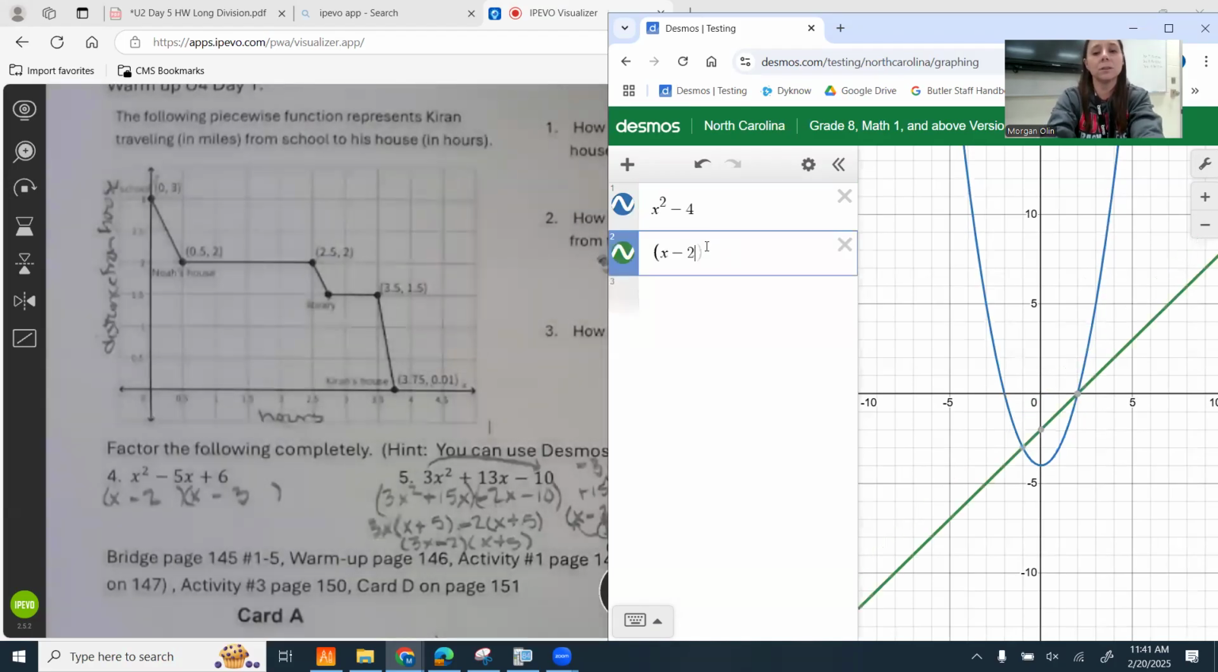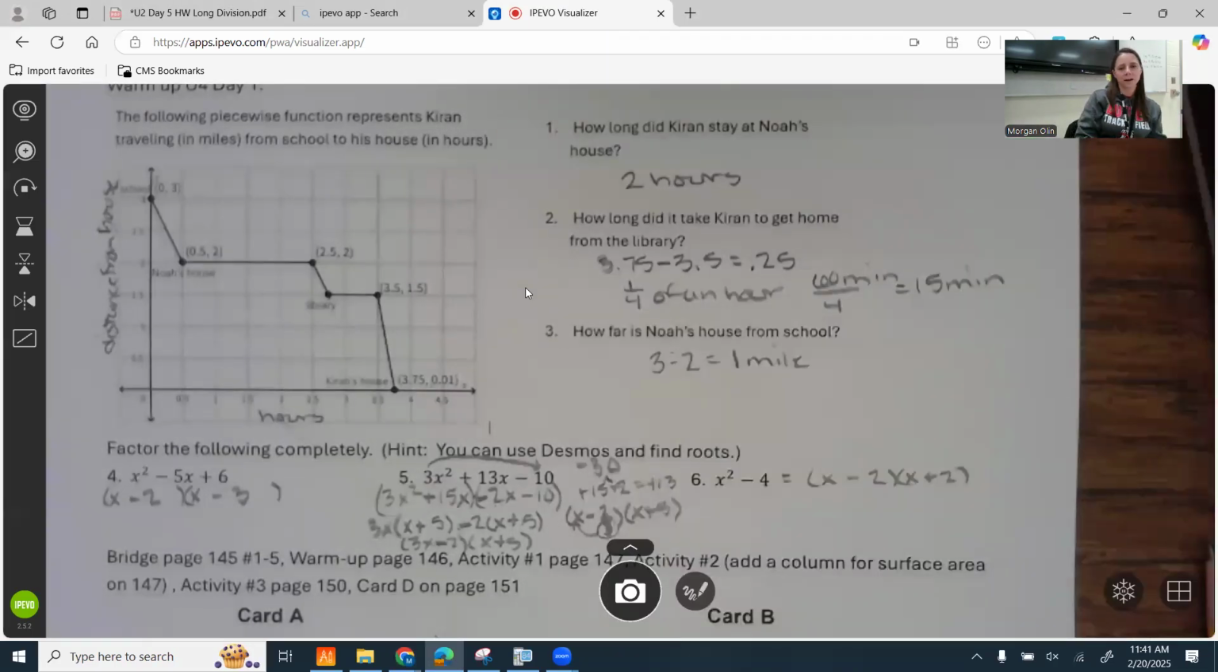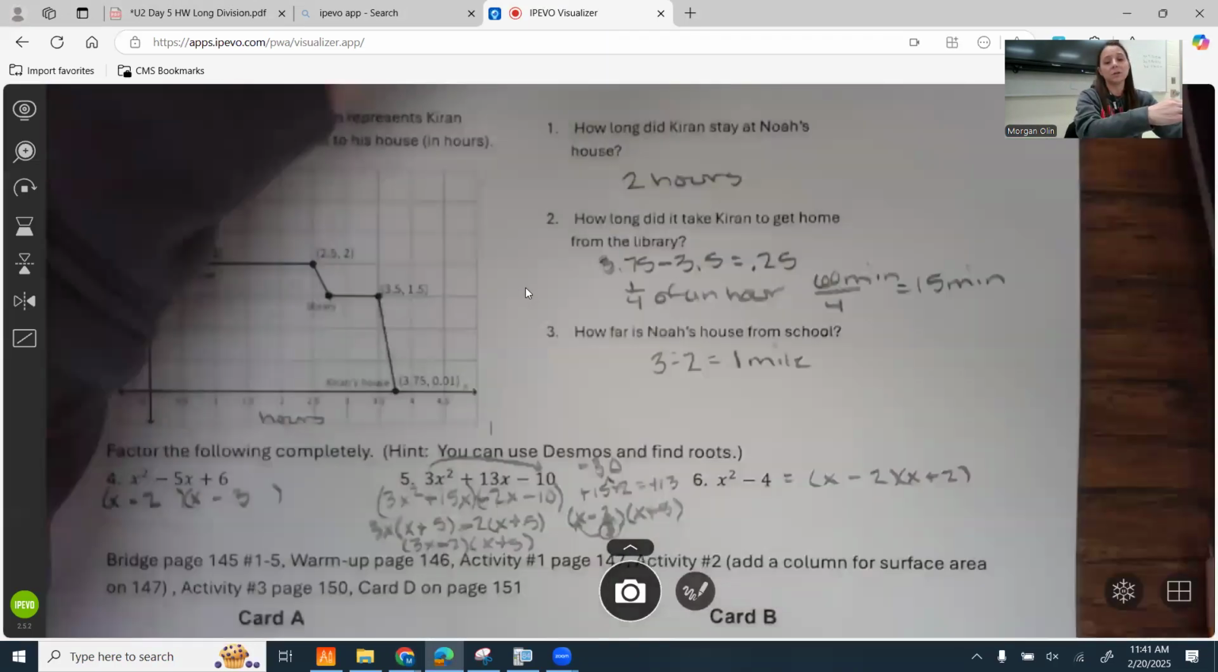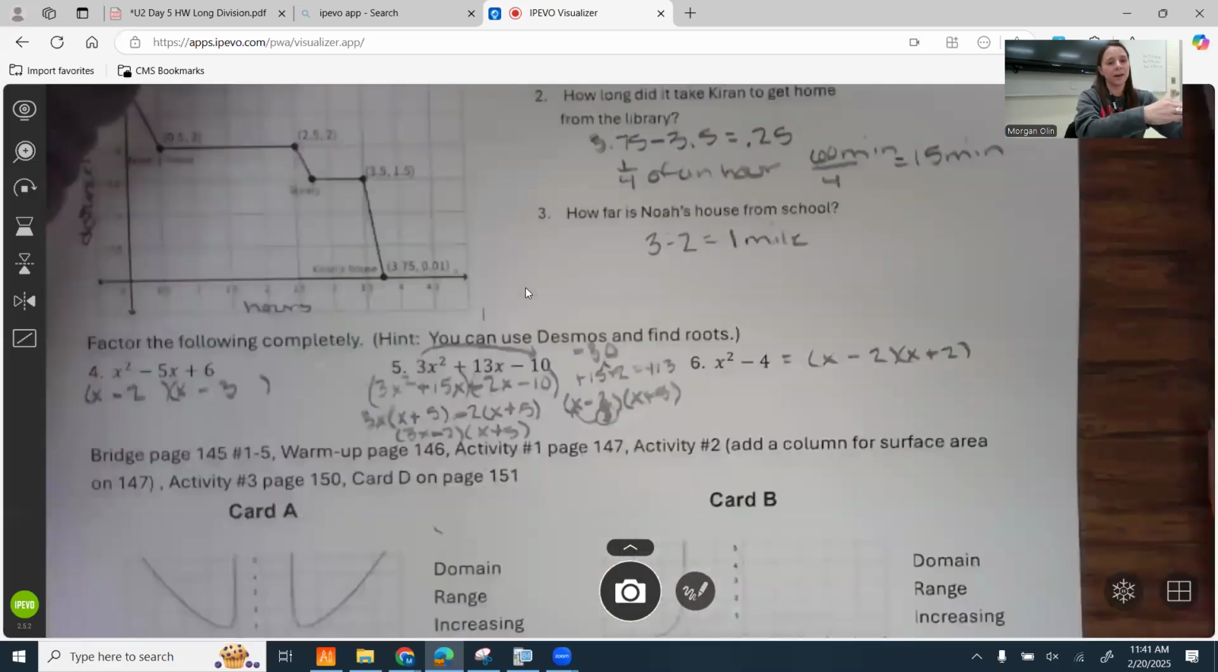You can also do this right here and make sure that it's the same thing. All right, as long as these graphs are the same, guess what? You factored it correctly. All right, so that's another check. But that's one thing we're going to have to use in Unit 4 is factoring, so don't forget that.